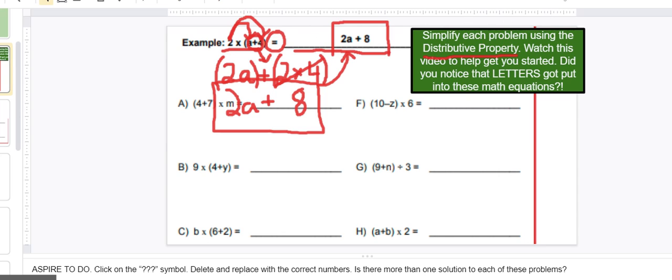So your mission here is to do the same thing on each of the following equations. You'll notice perhaps that you really want to check the operation. Sometimes you might be dividing, sometimes you might be multiplying. And inside the parentheses, you want to check to see if you're subtracting or if you're adding.